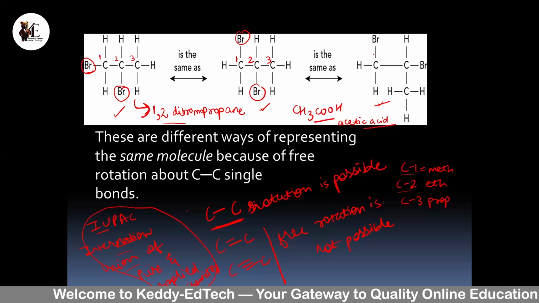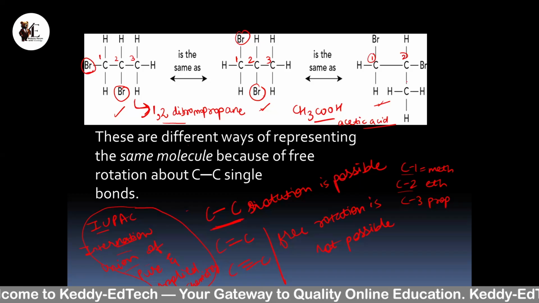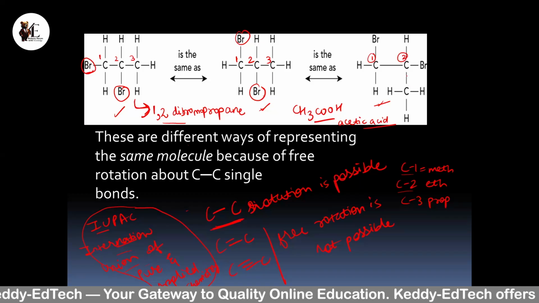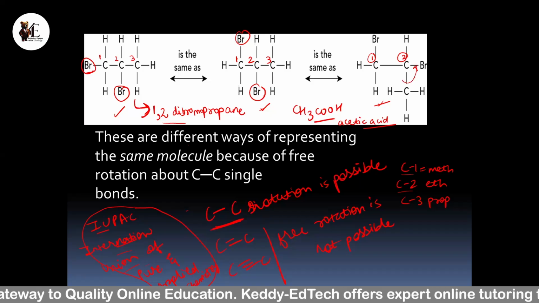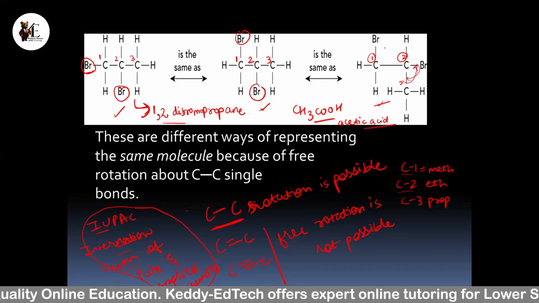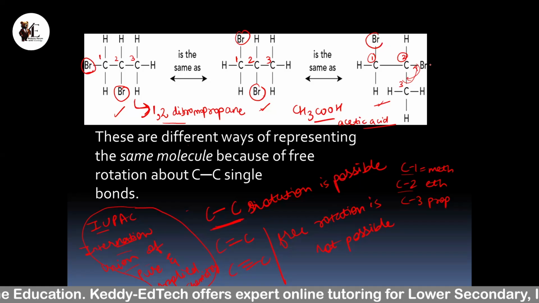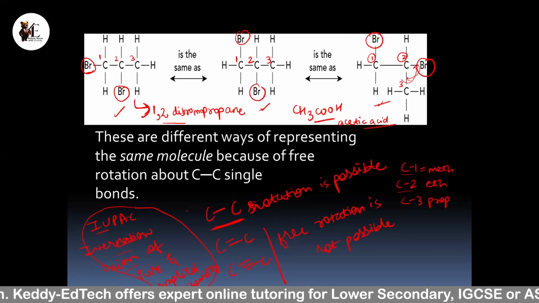Longest carbon chain. So you could not select 1 and 2 because there is one more carbon atom. It is because I told you that free rotation is possible. If you rotate it, it will come here and the bromine will come here. So there are 3 carbon atoms: 1, 2, dibromo and propane.